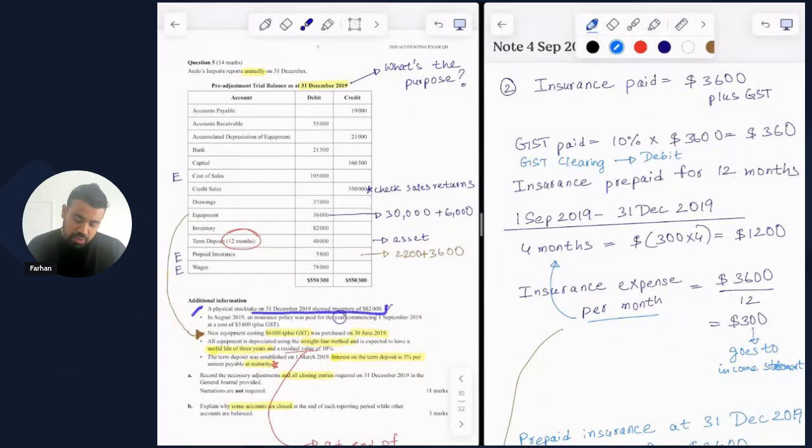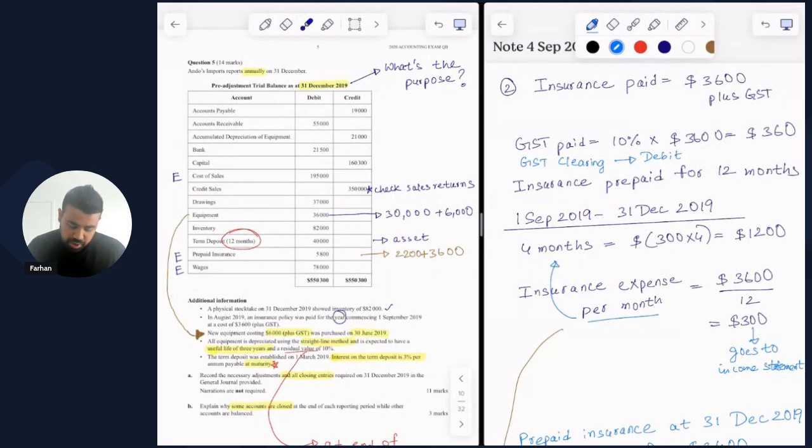Now, if you check the inventory value that is given within the pre-adjusted trial balance, it's also $82,000 reported within the debit column. And there's really no adjustment to be made in this case because both the stock take and the amount that we have been given within the pre-adjustment trial balance are the same.